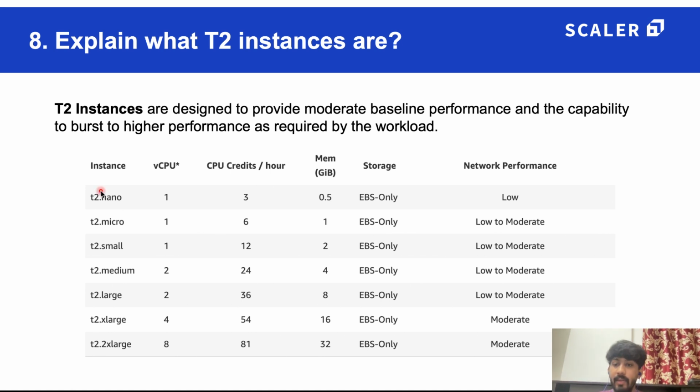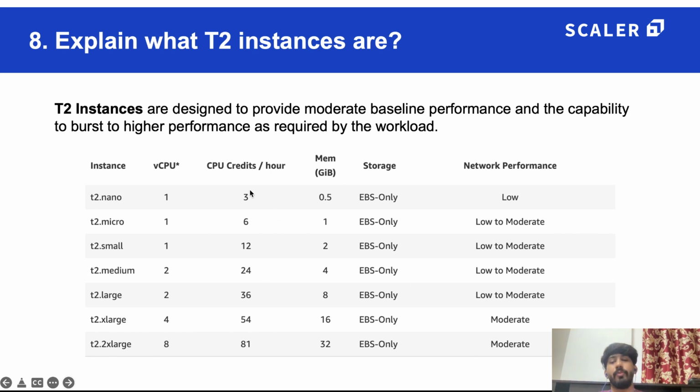So these are the different types of instances within T2: T2.nano, micro, small, medium, large, xlarge, and 2xlarge. So you can see, this is virtual CPU. That basically means how many cores that particular instance has. So the nano, micro, and small have one core each. Medium and large have two cores each, and xlarge and 2xlarge have 4 and 8 cores each.